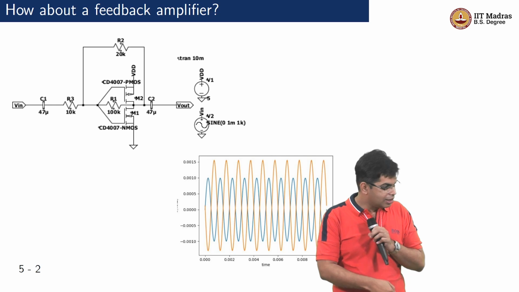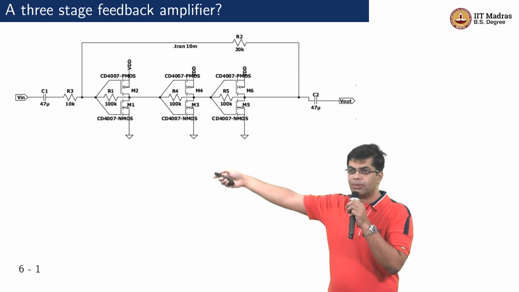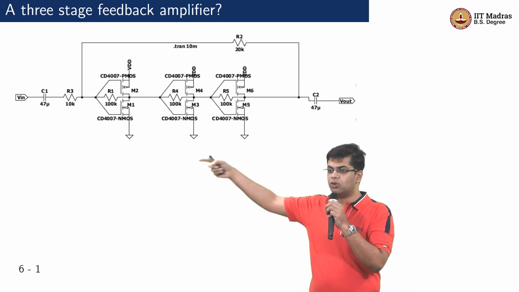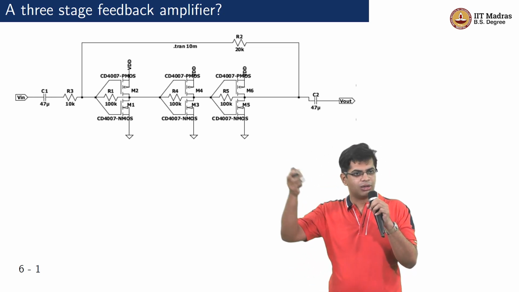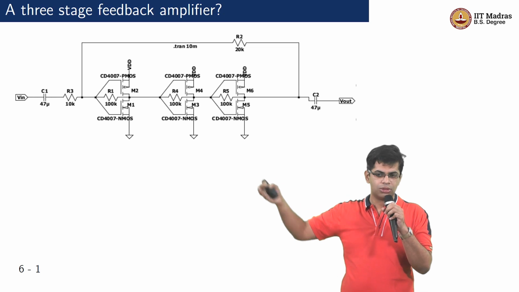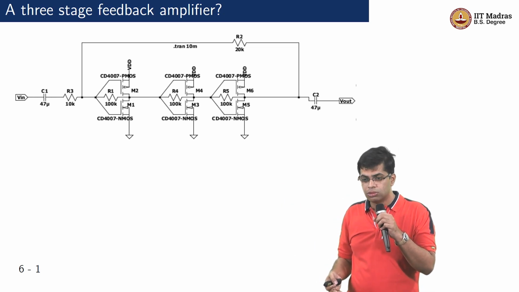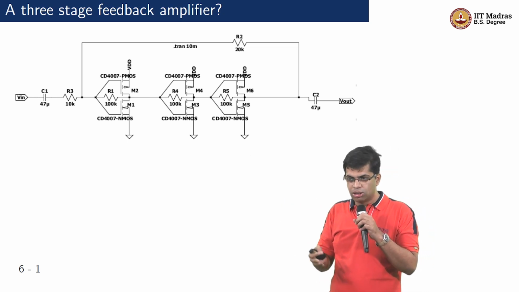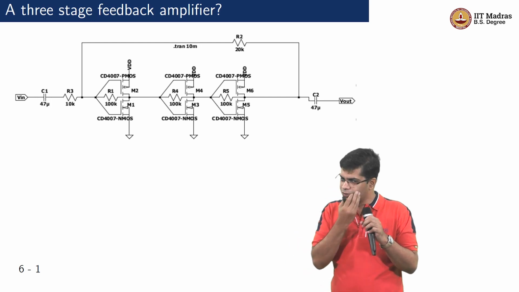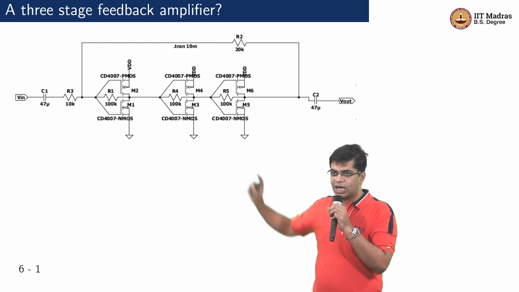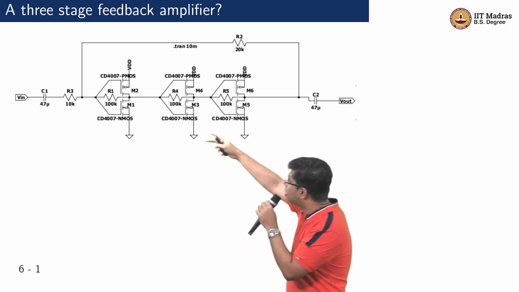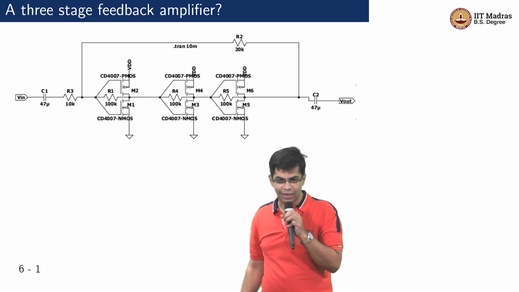So what you do is you cascade 3 of them. So 50 into 50 into 50. How much is that? 50 into 50 is 2500. Into another 50 is 62500. So you got a gain of more than 10 power 4. Okay. And then you do this R2 by R1. Or in this case, we have called it R2 and R3, 20K, 10K.